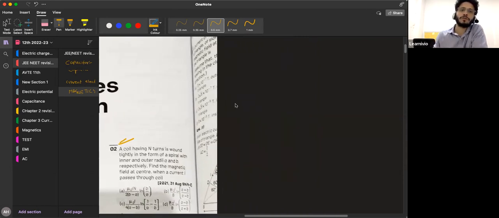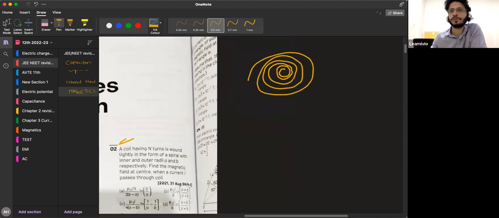Okay, let's start solving. So you have a coil in the form of a spiral. In this spiral, the inner radius is A, and the outer radius of the spiral is B. So a spiral is like a circular coil, and the expression we would use is that of a circular coil, mu naught N I by 2R. But the issue is that the radius of this circular coil is not fixed, it's changing. If the radius were fixed, we would be using this expression, but since it's changing, we can't use mu naught N I by 2R directly.